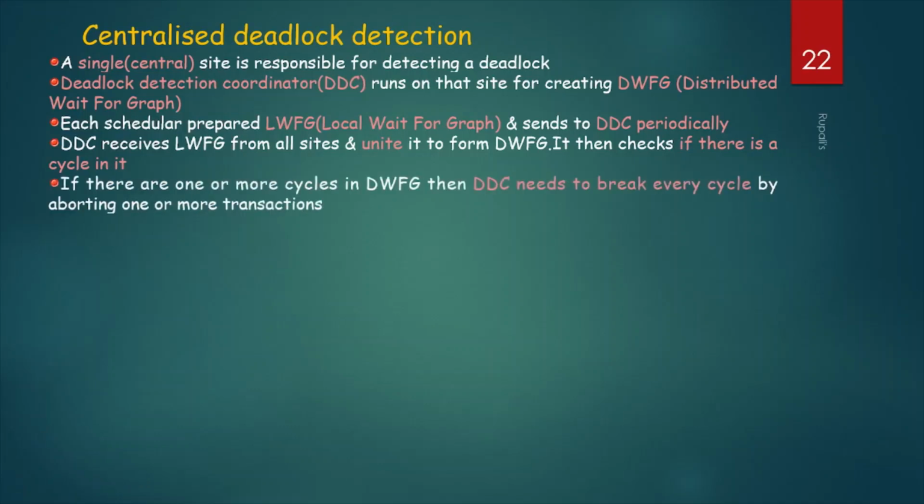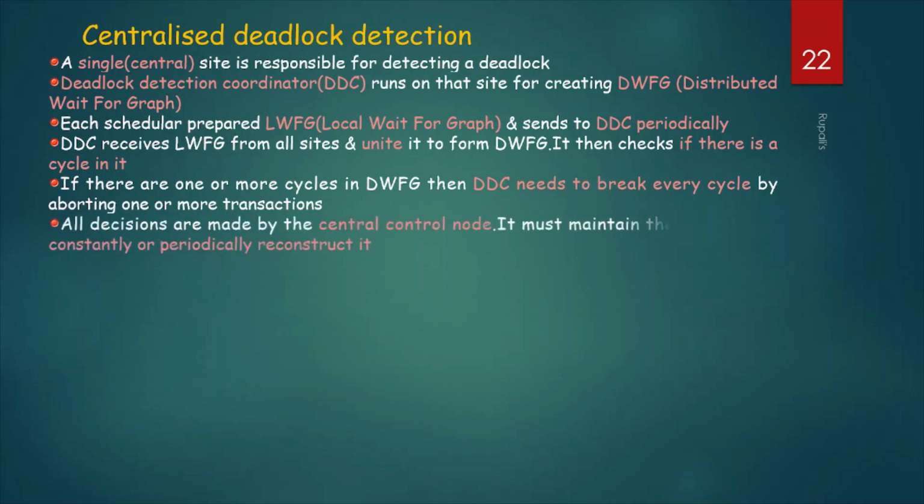Now, if there are one or more cycles in the global wait for graph, or we can say distributed wait for graph, then the DDC needs to break every cycle by aborting one or more transactions. So all decisions are made here by the DDC of the central control node. It must maintain the global wait for graph constantly and periodically reconstruct it.